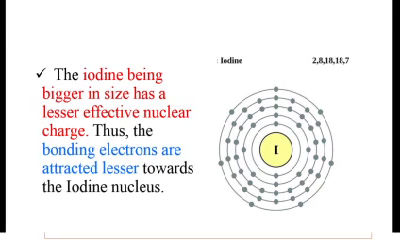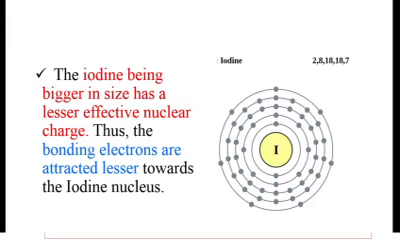what will happen? The size is too large. The anion size is too large, thus the bond shows a very less effective nuclear charge. The nucleus is present at the center, and it could not pull the outermost valence electron because the size of the iodine is too large, so the bonding electrons are attracted less towards the iodine nucleus. Since iodine is a larger anion, the bonding electrons are present in the outermost shell and are attracted very little towards the iodine nucleus.